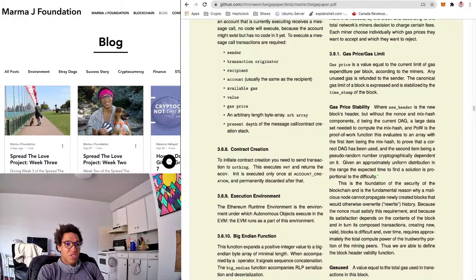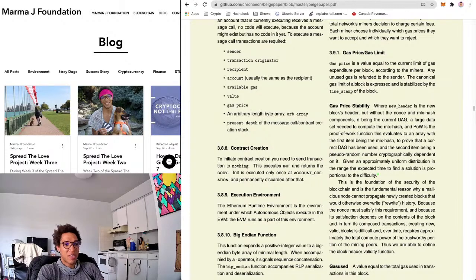This is the foundation of security of the blockchain and is the fundamental reason why a malicious node cannot propagate newly created blocks that would overwrite history, because the nonce must satisfy the requirement and because its application is based on the content of the block.